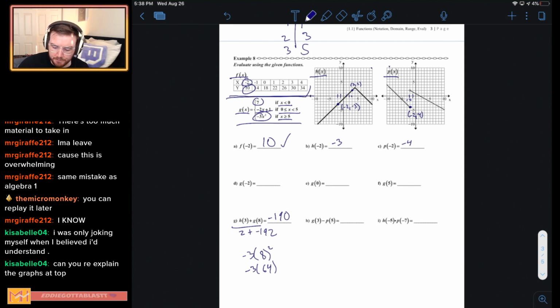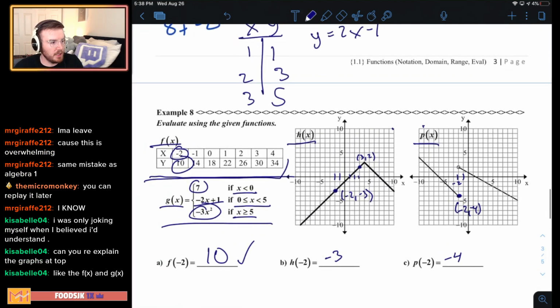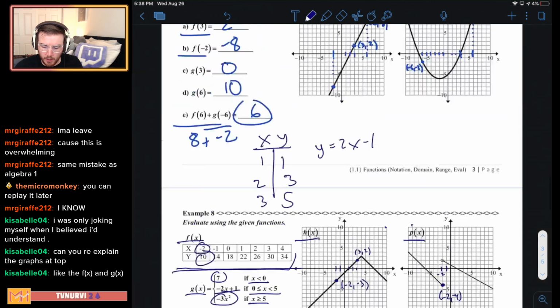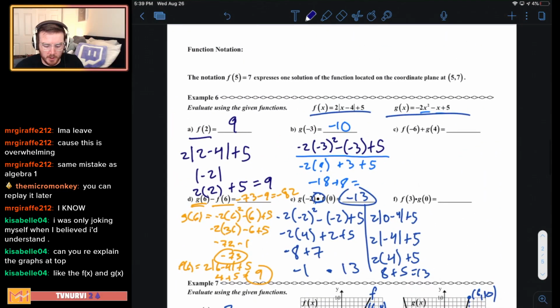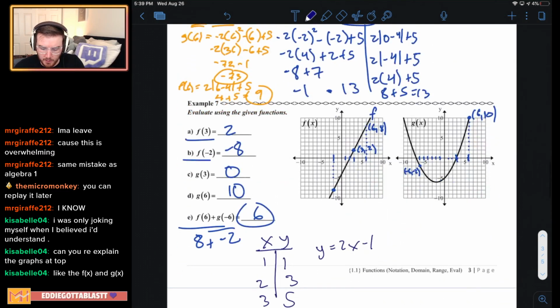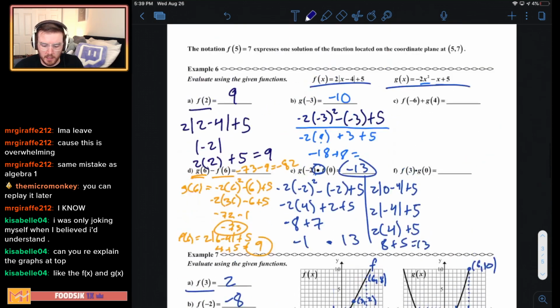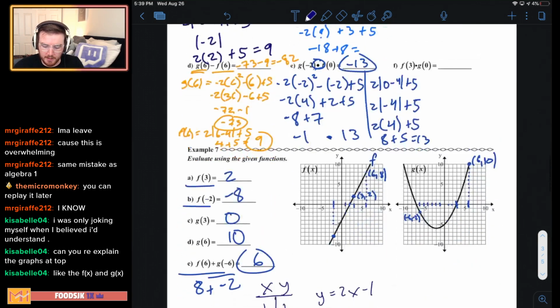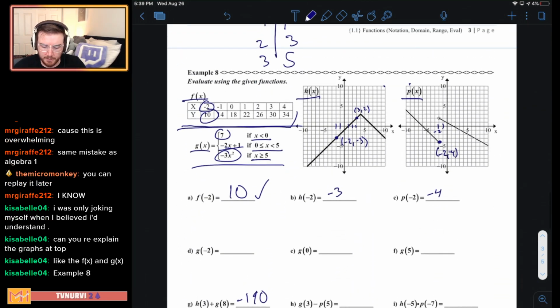Can you re-explain the graphs at the top? Like this right here, what I'm looking at right here, like the f of x and g of x. Or this right here. So example 6 or example, there's so many f and g's. So let me, example 6, example 7, or example 8. Example 8. Okay.